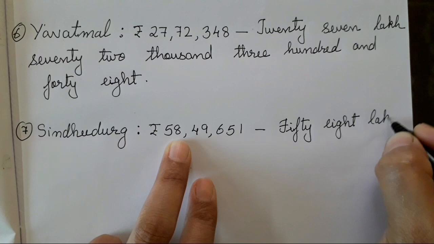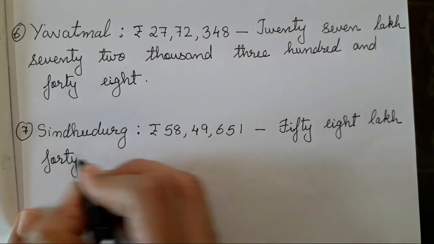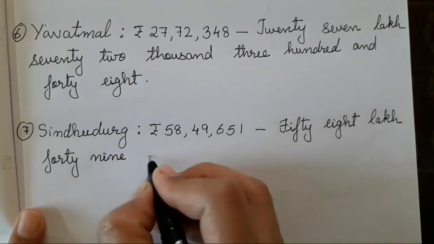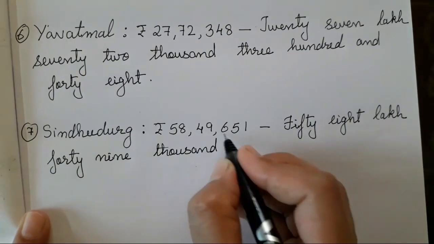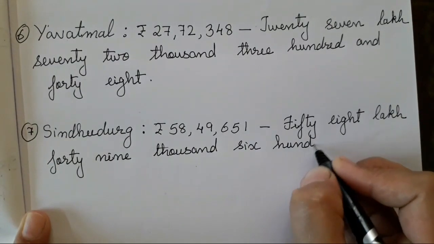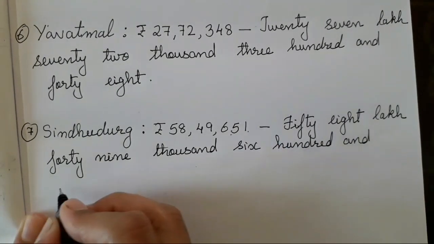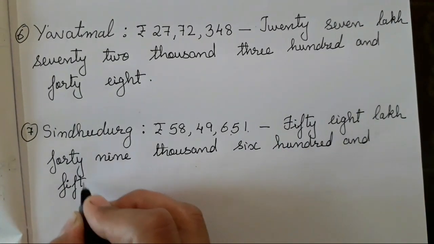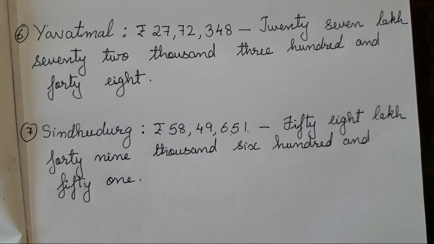Easy. Same pattern. 58 lakh, 49,600 and 51. Isn't it easy? I hope this exercise is clear to everyone.